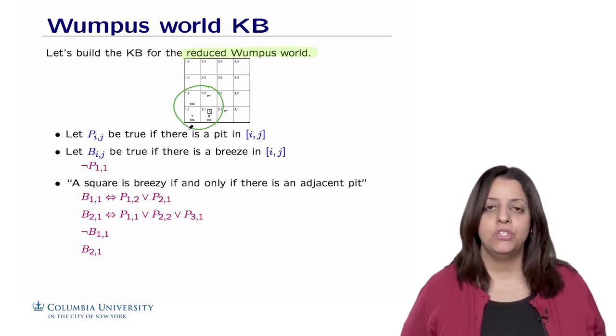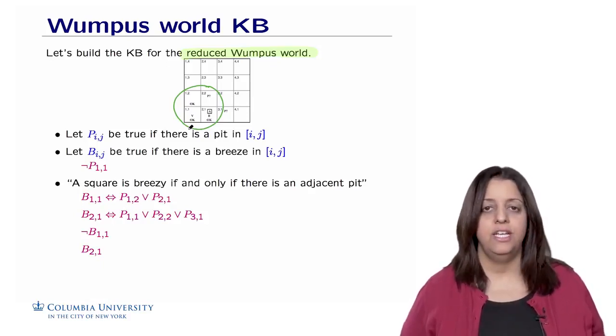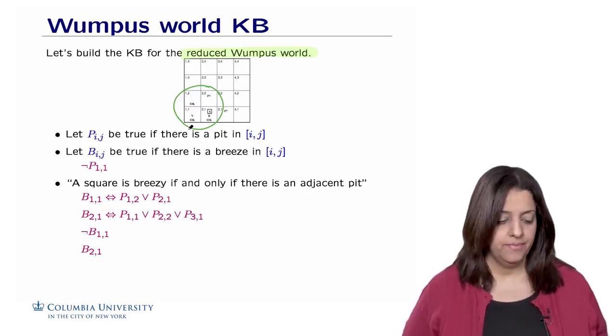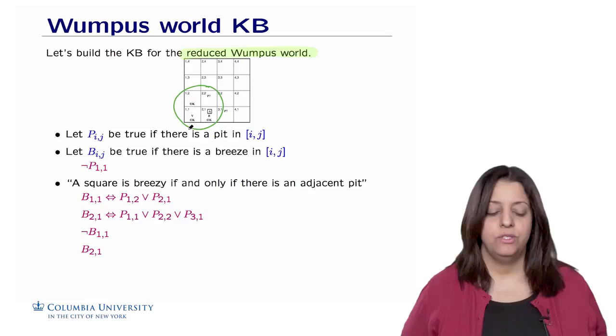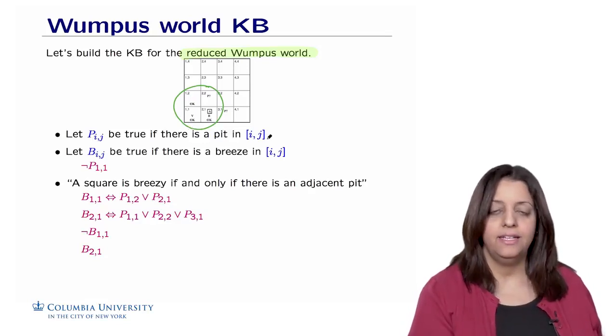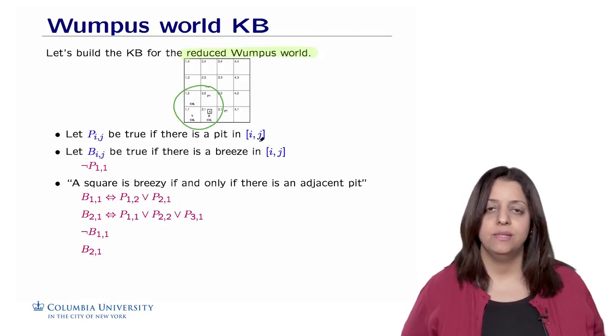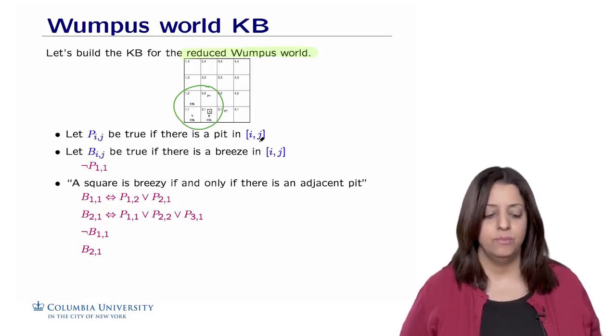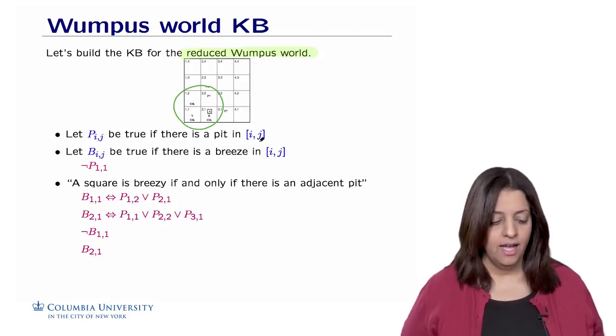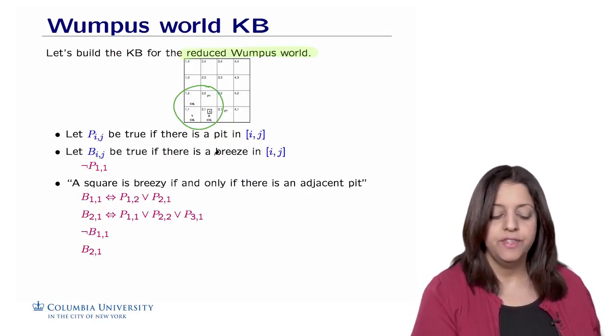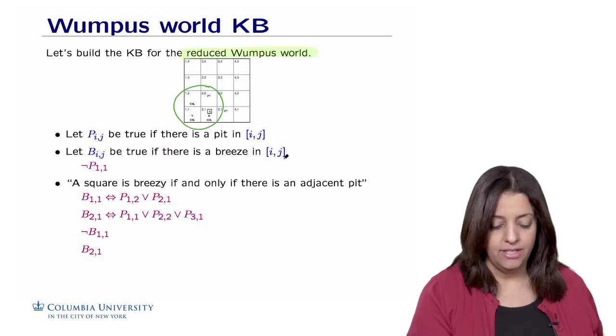We're going to use propositional logic symbols such as P_ij to represent the presence of a pit in the room ij. So P_ij would be true if there is a pit in ij. Likewise, we're going to express that there is a breeze in some room or some square using the symbol B_ij, i being the column and j being the row. So B_ij would be true if there is a breeze in the square ij.